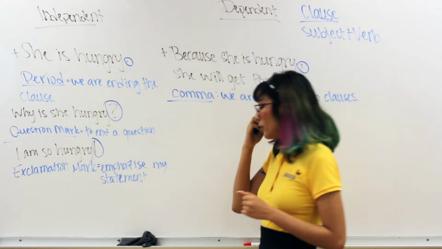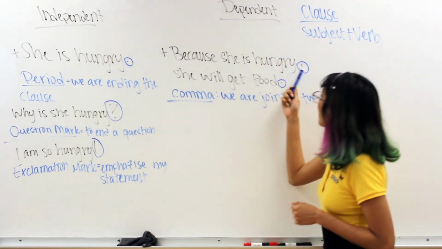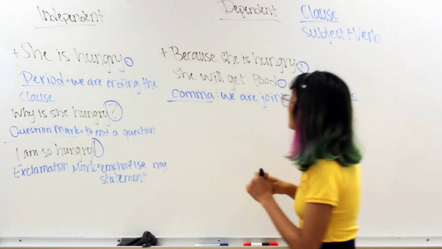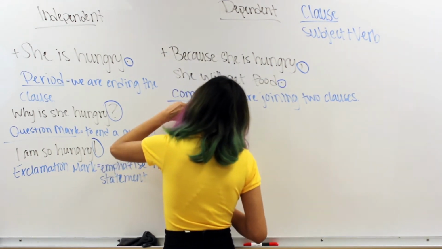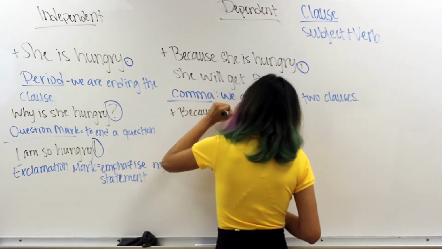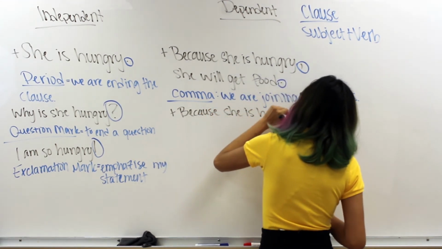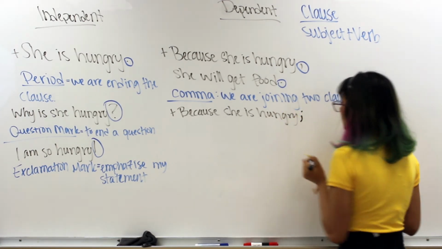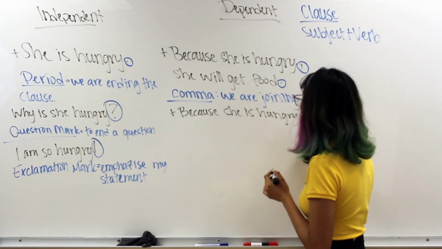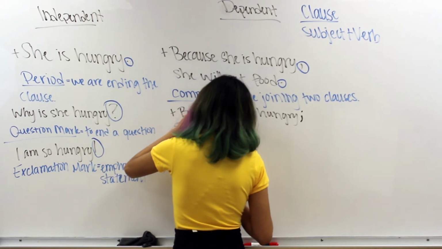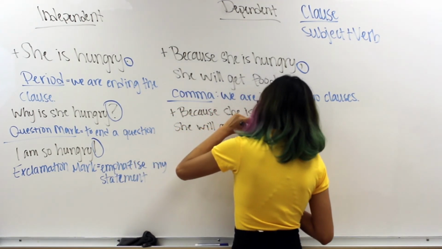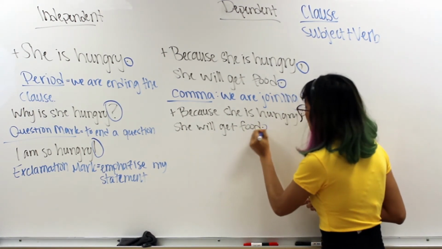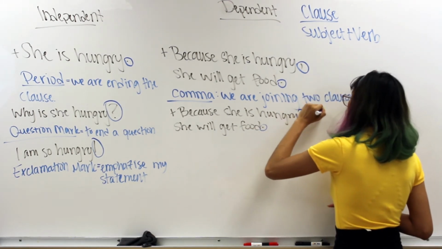Now we're going to start looking at other things. So how do I connect my clause without using the comma? How do I change it? If I don't want to keep using this comma, I can say, because she is hungry, you're going to put this, this is going to be your semicolon. Because she is hungry, she will get food. Again, you still have your period, but now you have a semicolon.